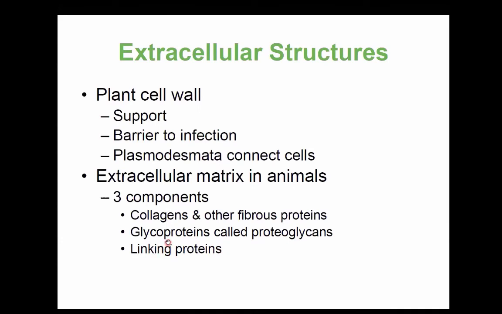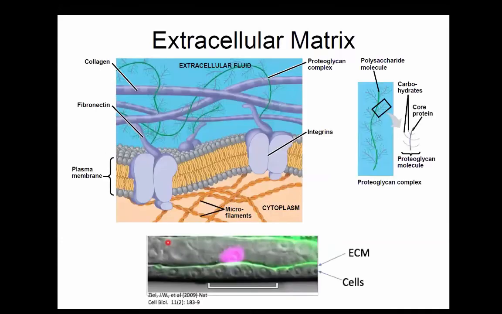Now let's take a look at this extracellular structure. So take a look at this extracellular matrix of an animal cell here. So you have the phospholipid bilayer, you have these integral proteins, here is an integrin. So these integral proteins are connected on the outside with fibronectin to collagen fiber.